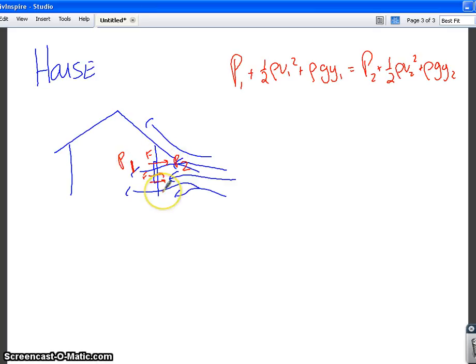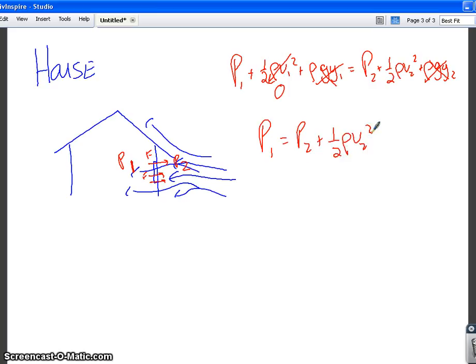If you notice in this problem, it's going to be the same as the last problem. There is no change in height from the inside of the house to the outside of the house. So this change in height just goes away. And the cool thing about this problem is that the air has no speed inside of a house. So inside of the house, the speed is 0. So now our equation simplifies into P1 equals P2 plus 1/2 rho V2 squared.